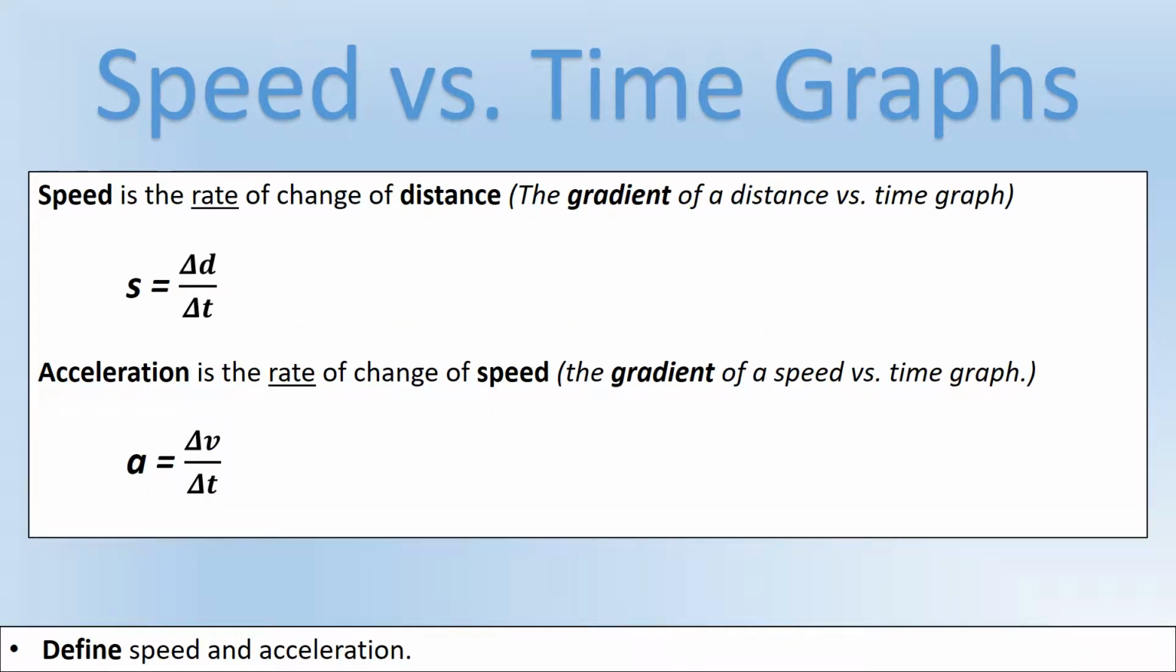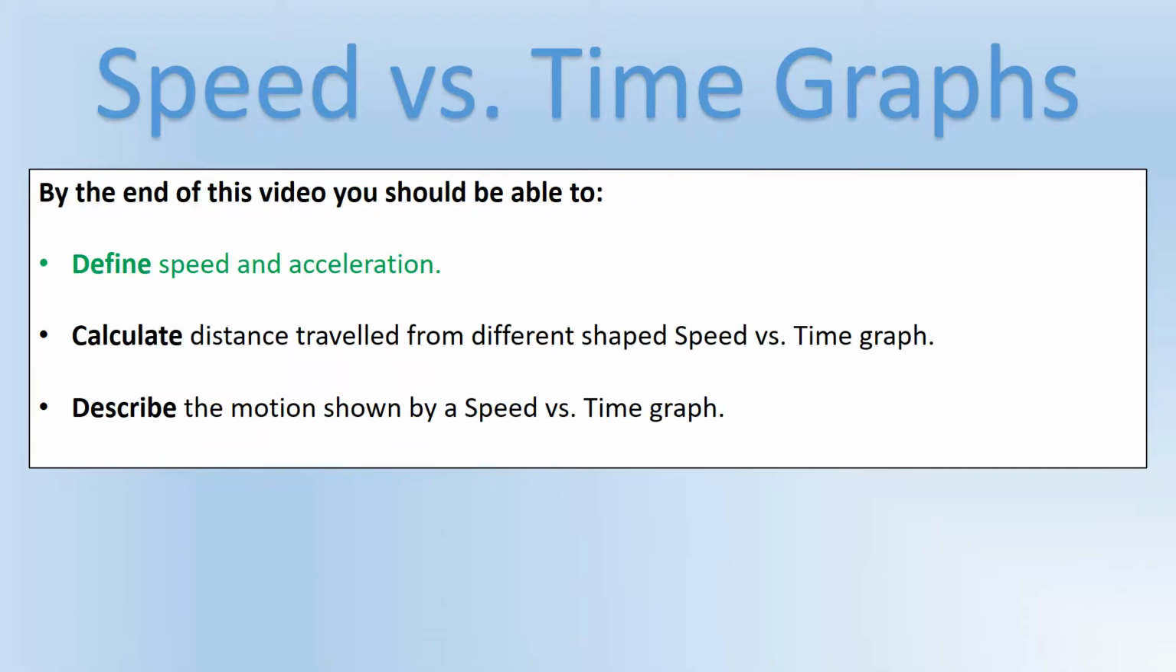So let's first of all remember what we mean by speed and acceleration. Speed is defined as the rate of change of distance, and what that means is it's the gradient of a distance versus time graph. And acceleration is the rate of change of speed, and what that means is it's the gradient of a speed versus time graph. And what you can see there are mathematical expressions that communicate exactly what we've just said. So that's the definition of speed and acceleration.